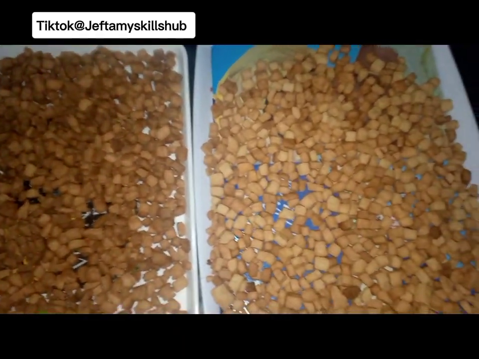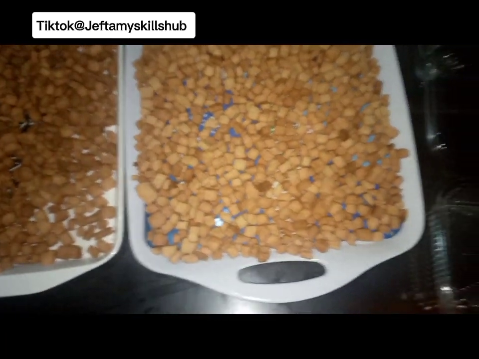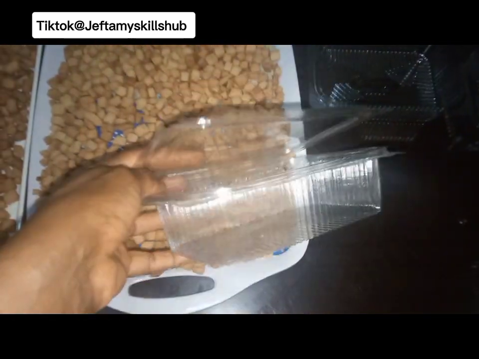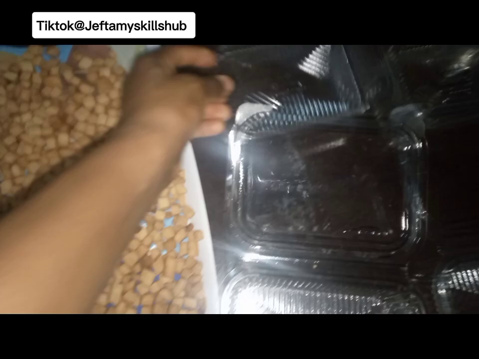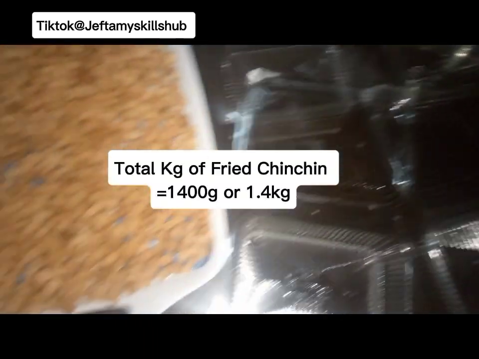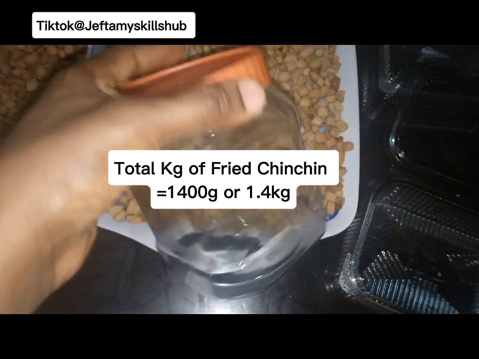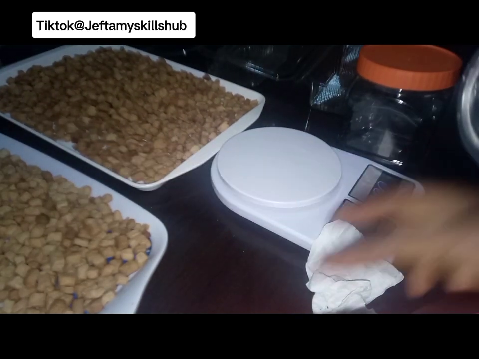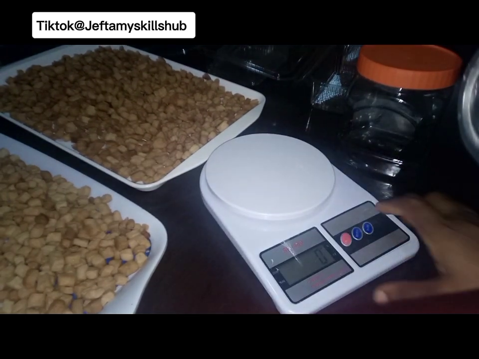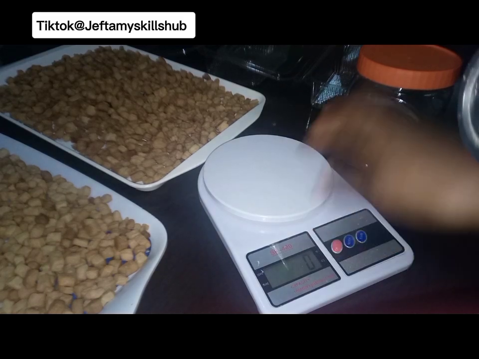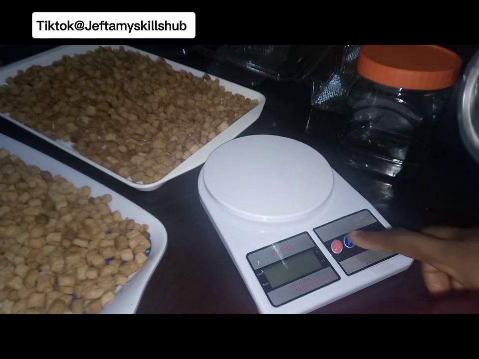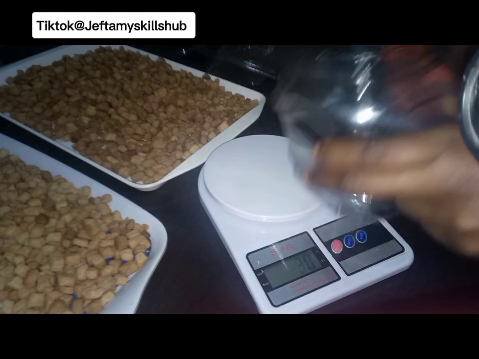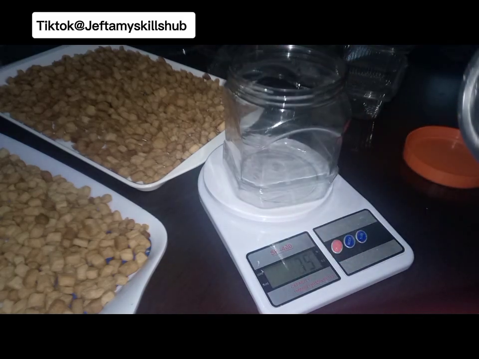So the next thing I'm going to do is weigh out my chinchin to know the total amount of chinchin in kg, like the weight of all the chinchin in kg. After doing that, I got 1.4 kg or 1,400 grams. Now I'm going to use this figure to divide my cost of production to get the amount for 1 kg worth of the chinchin. So the idea is to get the amount for 1 gram of your chinchin. So that's why your cost of production and the total weight is important.